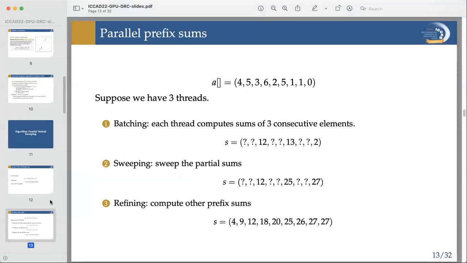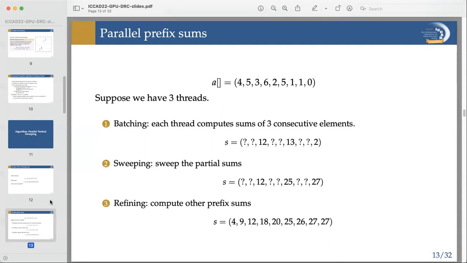Suppose we have 9 numbers and we are going to have 3 threads. Our approach consists of 3 steps. The first step is batching. In this step, the 9 numbers are divided into 3 blocks. And for each block, we use a thread to compute the sum of the consecutive elements in this block. So after the first stage, we have 12, 13, and 2, which is the sum of each block.